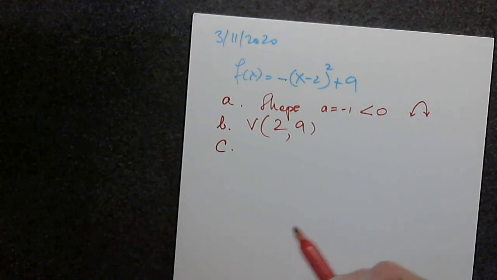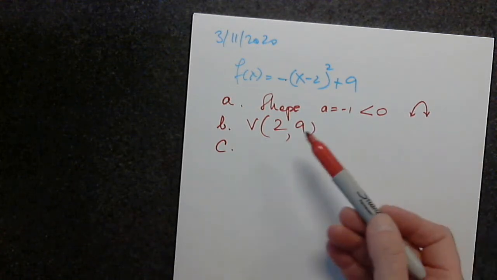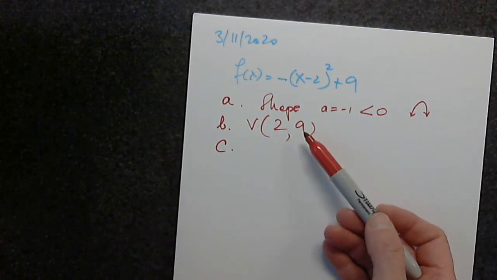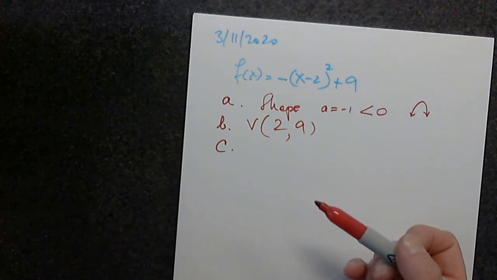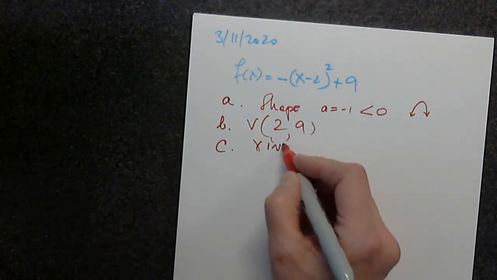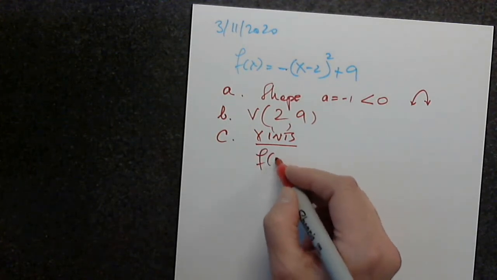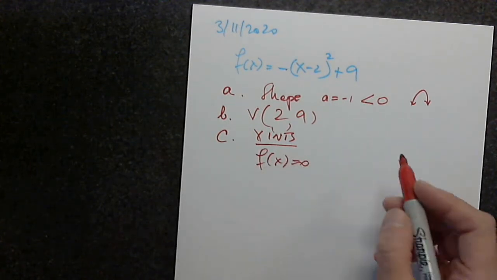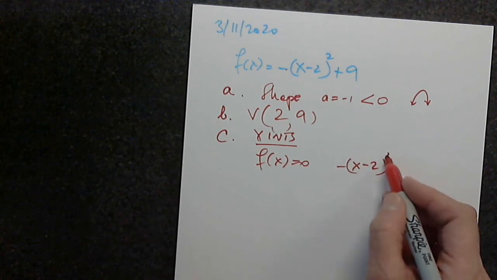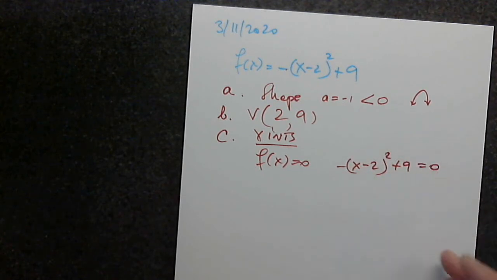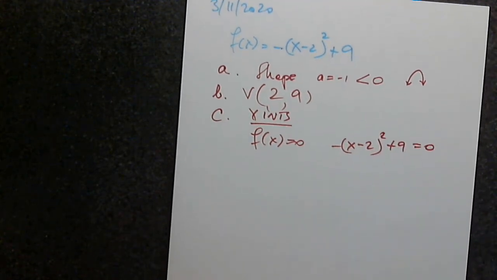In part C, because it has a maximum, and the maximum is a positive number, X-intercepts exist. So for X-intercepts, there will be 2 distinct solutions. I have to set f of x equal to 0. Negative (x minus 2) squared plus 9 equals 0. I'm solving this equation. What do I need to do? Anyone can refresh our memory?